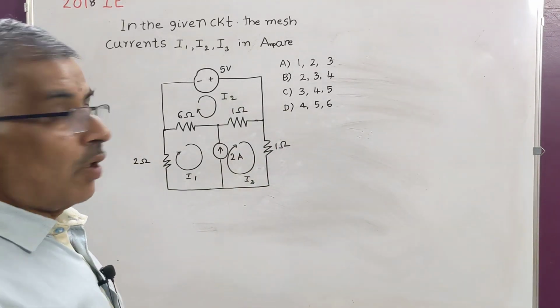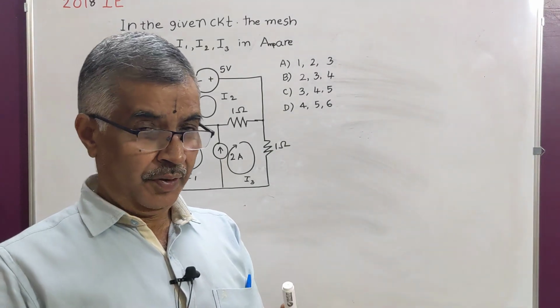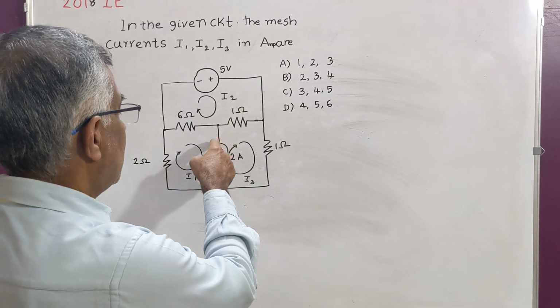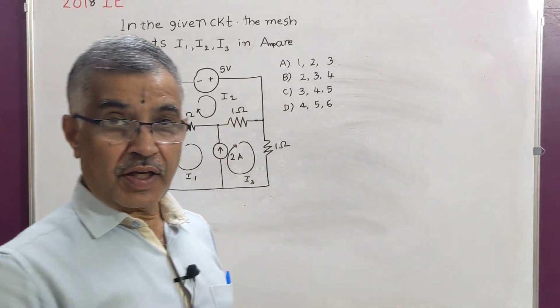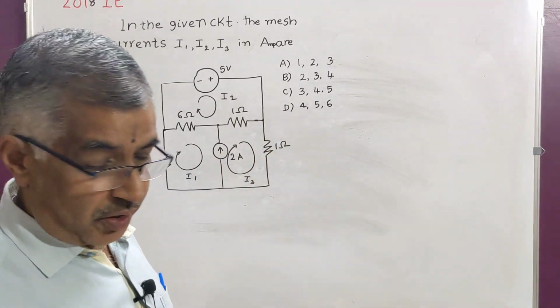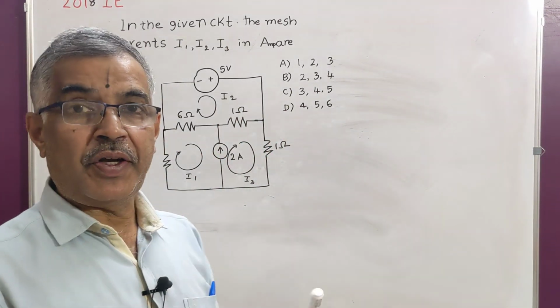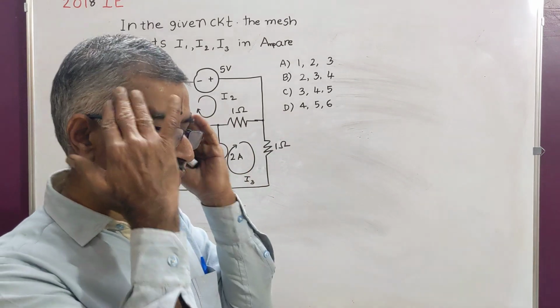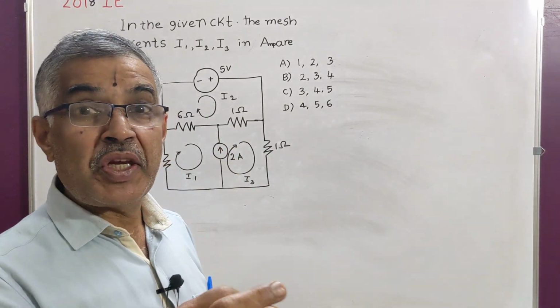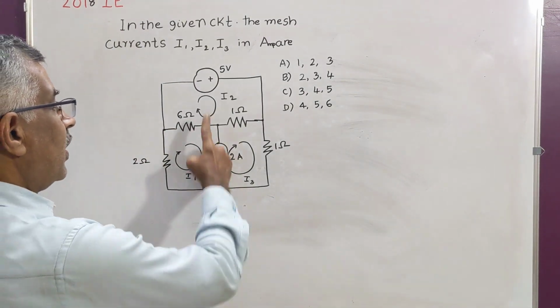Now, in this problem, the inspection method cannot be applied because there is a current source. There is a current source in the middle branch. Therefore, you can't apply the inspection method. So first, recall the procedure. Interpret the current source value with mesh currents. So it is flowing like this.